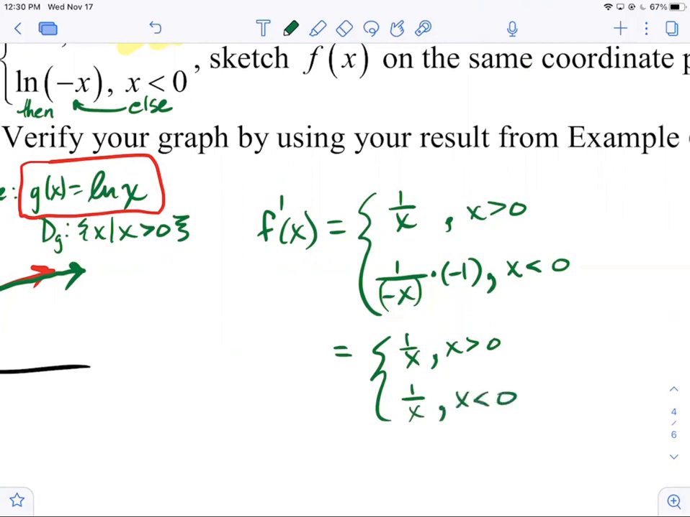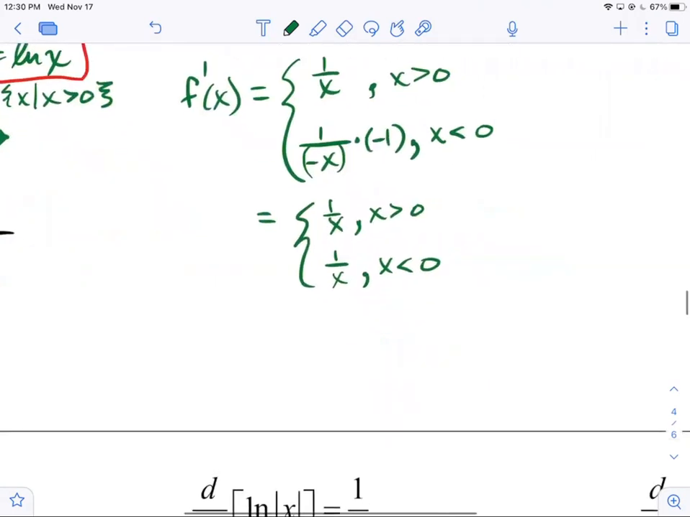Hey, what do you notice about the two pieces now? They're the same. So do I really need to split it up into a piecewise function if it's the same piece? No. That's like taking a regular Snickers bar and cutting it in half and saying, now I have 2 Snickers bars. No, it's the same Snickers bar, right? So I could just say that f prime of x is actually just 1 over x.